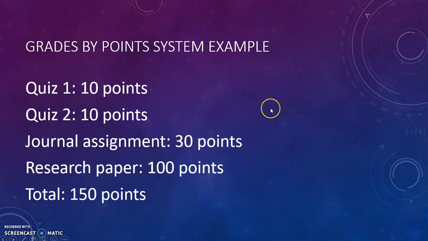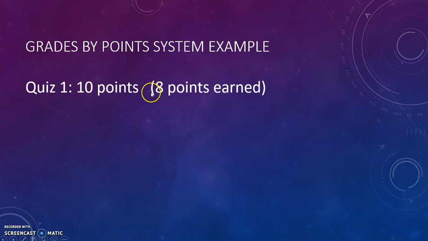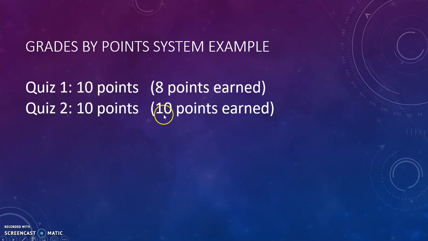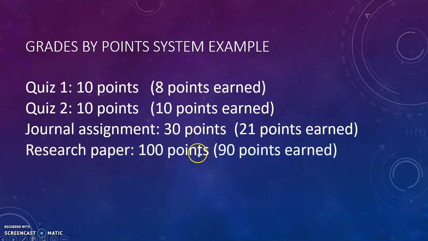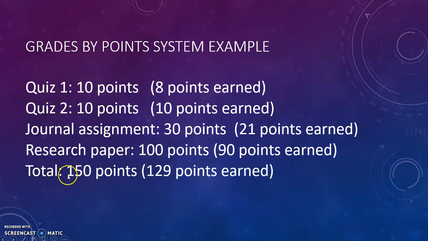Let's take a look at an example of what could have happened. On quiz 1, the student got 8 points. On quiz 2, they rocked it, they got 10 points. On the journal assignment, worth 30 points, they got 21 points. That's actually 70%, so it's not too bad. On the research paper they did well, they got 90 out of 100. So out of the 150 points possible, they earned 129 when you add up all these different things.